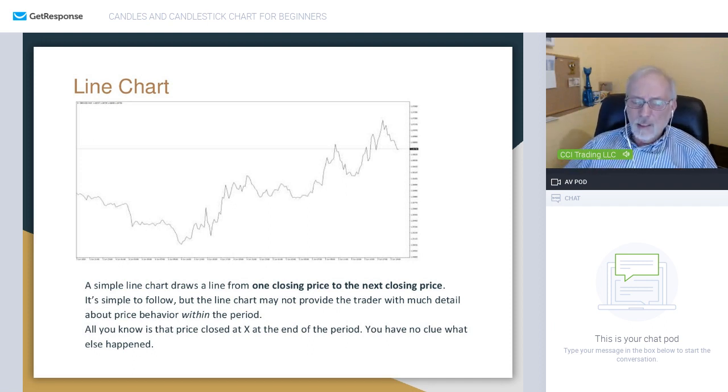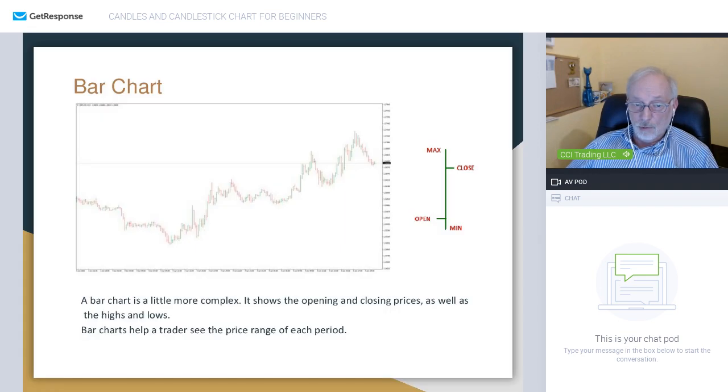Sorry, but we don't know what really happened between those two points. So we all know that the price closed at point X with a level Y, and that's all you know. So the line chart is very simple, but to make a proper analysis with it is really not so easy. So we have another type of chart, which I'll show you now here.